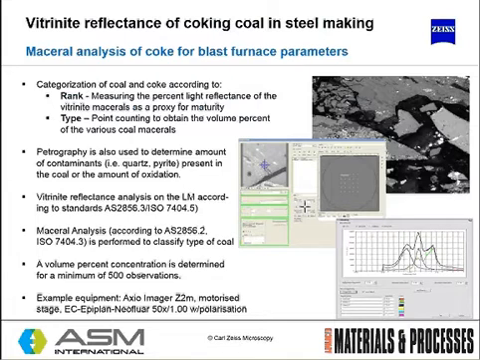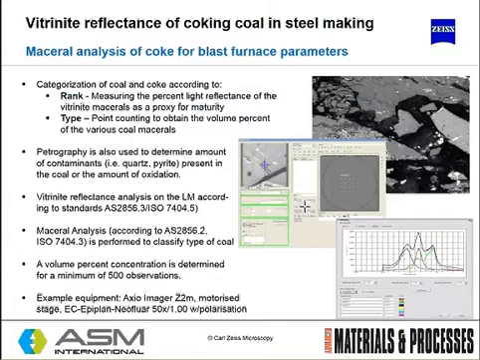One completely different part of the value chain in the steel mill is vitrinite reflectance. So this is where the coking coal, or the coal itself, can be analysed for the macerals, and that is the maturity and the reactiveness of the particles within the coal.